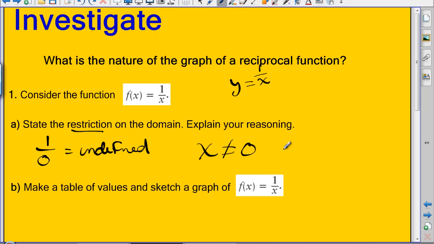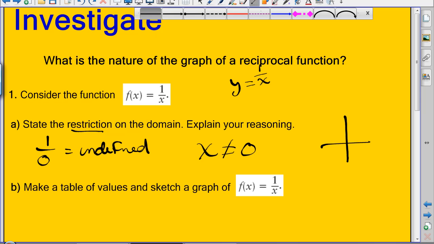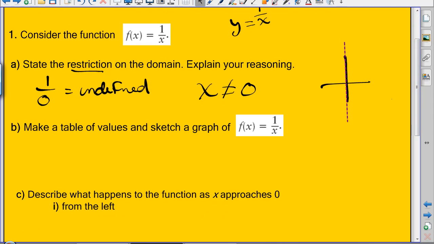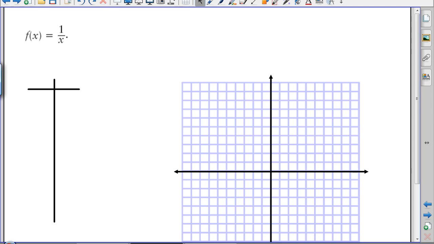Now in grade 11, you recognize that if you were asked to sketch a graph like this, you would have a vertical asymptote located at x equals 0. The next thing they ask us to do is make a table of values and sketch the graph. And this is one of the few times we'll actually be going through with this, because we will focus in on characteristics from this point forward. But it is a good idea to create a table of values.